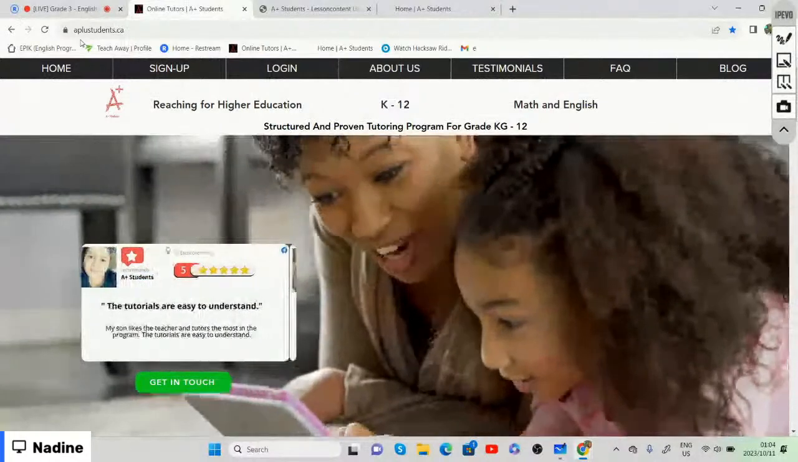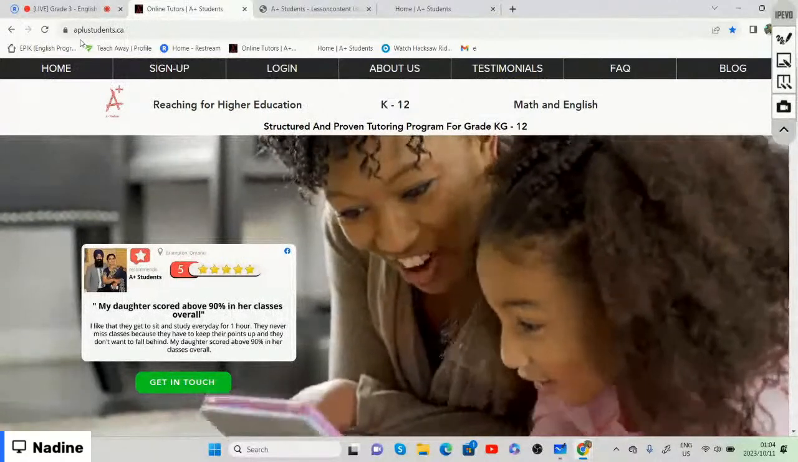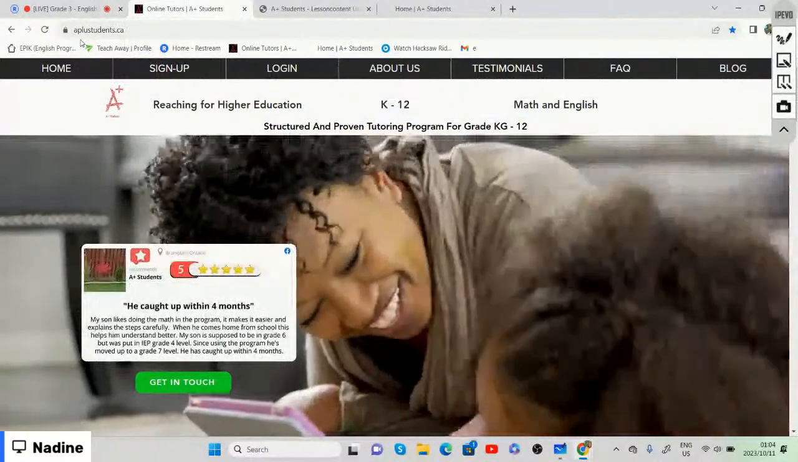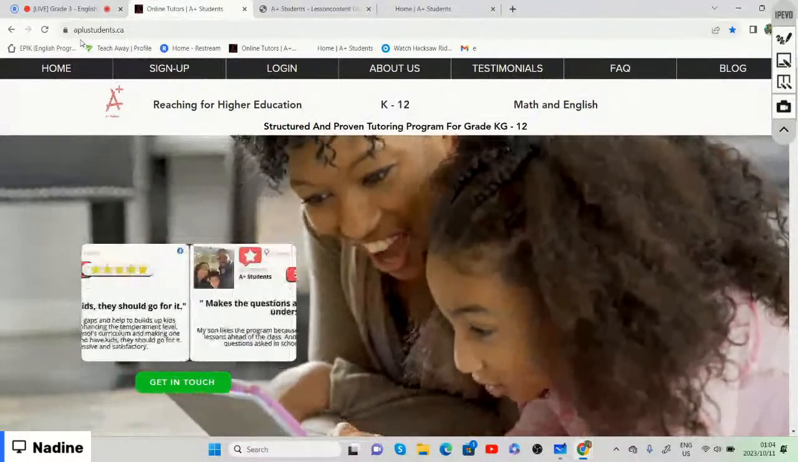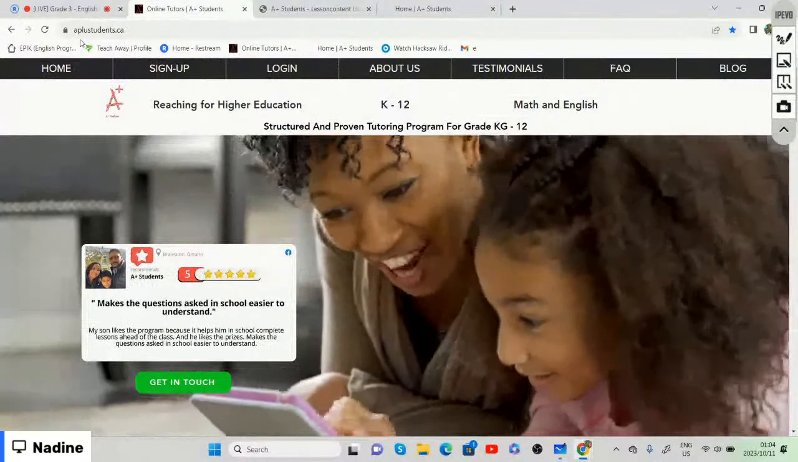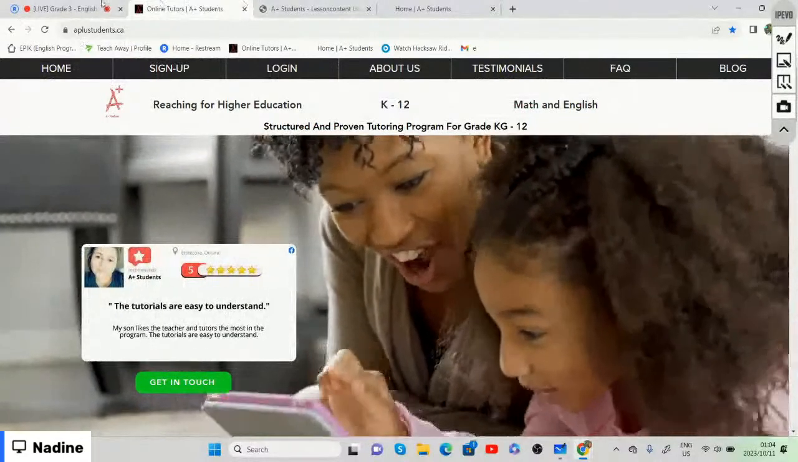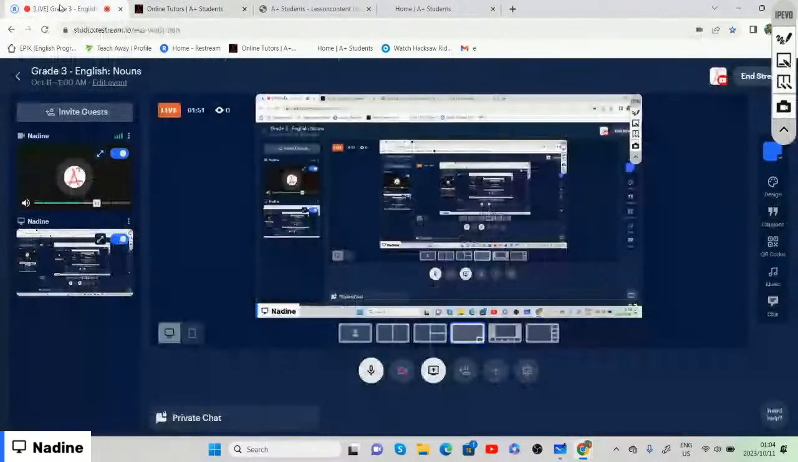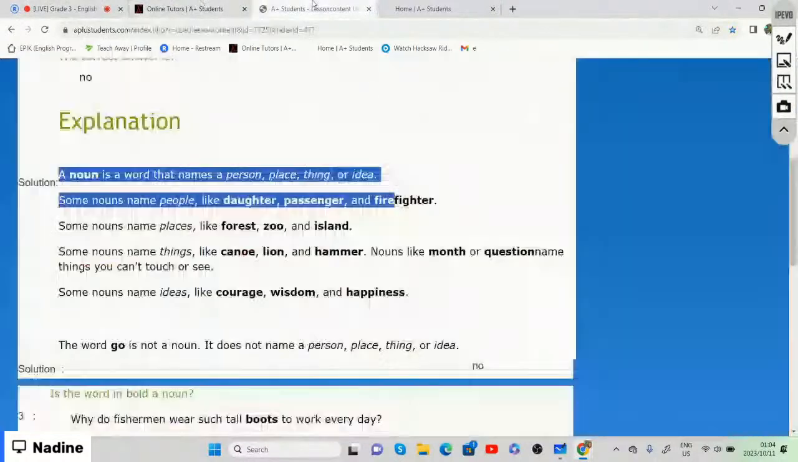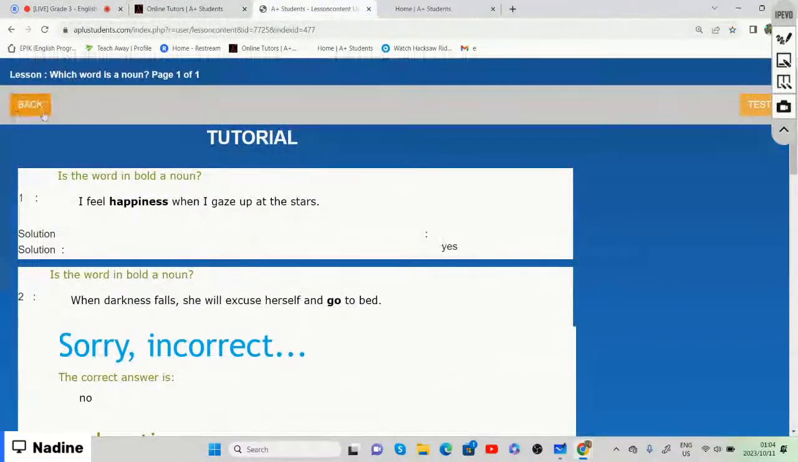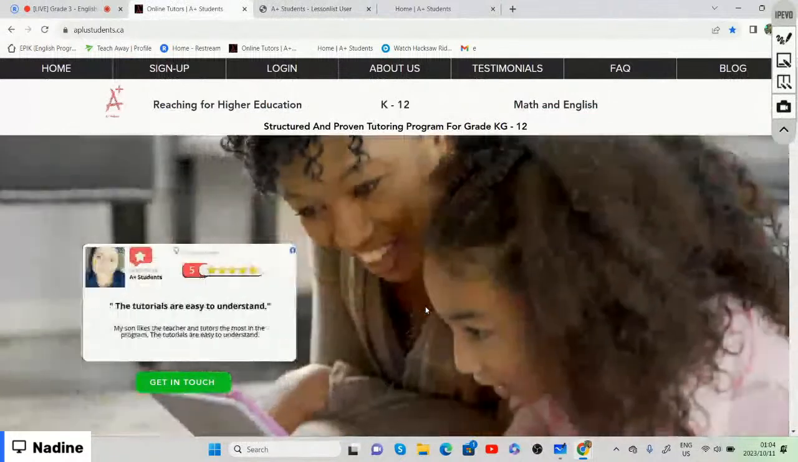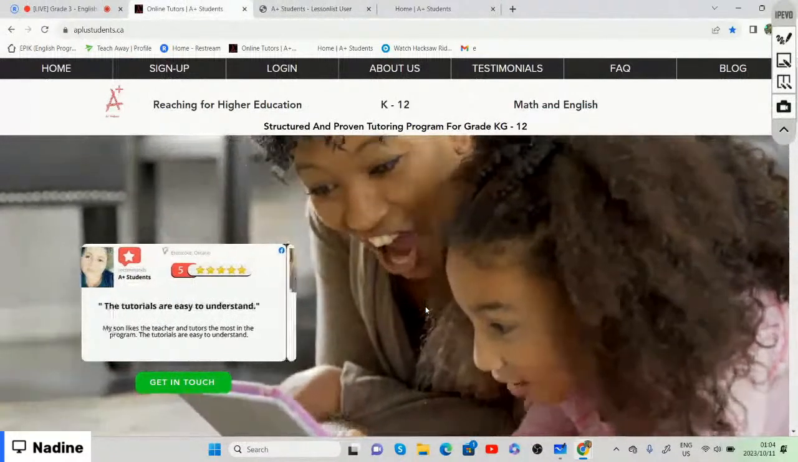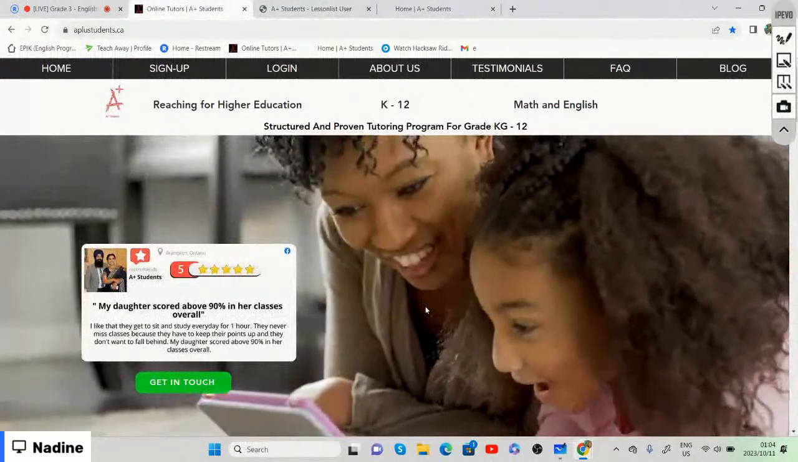Before we start with our grade 3 English lesson on nouns, we're going to log into aplusstudents.ca. Once we've logged in with our username as well as our password, we're going to select the subject of language arts, and then grade 3.